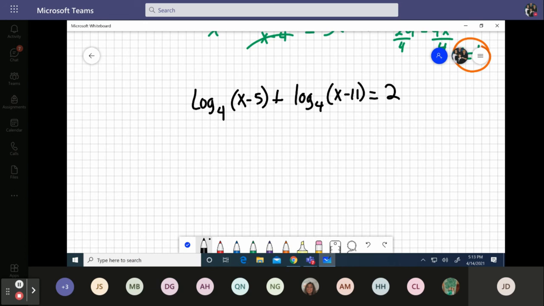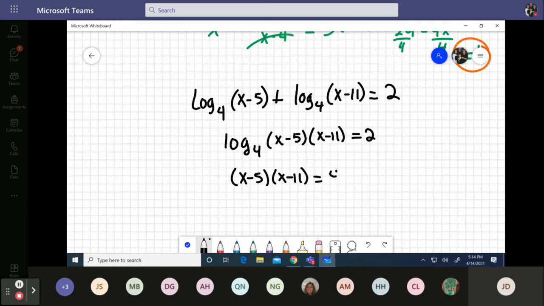Addition goes back to multiplication. So I'm going to write 1 times something equals 2. Now that's in log form. What would it look like if I were in exponential form? x minus 5 times x minus 11 is equal to 4 to the second power. Now it's a quadratic for us to solve.